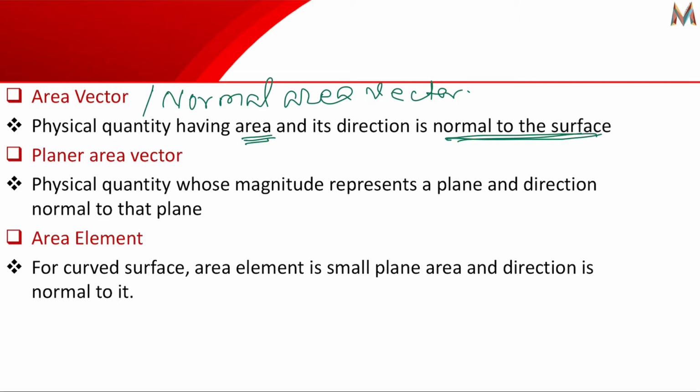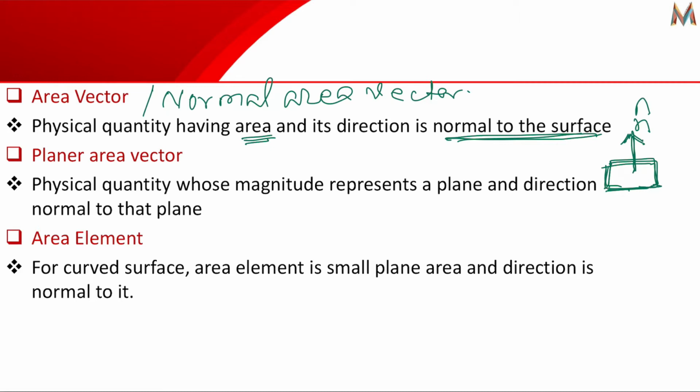Now, the planar area vector. Planar area vector means the area will be a plane surface and the unit vector will be perpendicular to that plane surface. Let this be a plane surface in the plane of the paper, then normal to the plane of the paper, perpendicular to it, will be its direction, and we can assign it as the normal area vector, n cap.